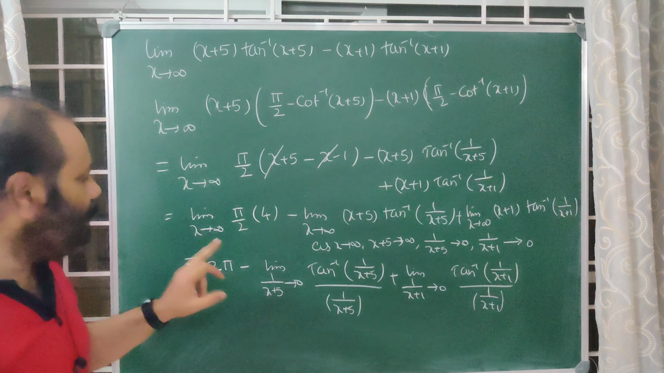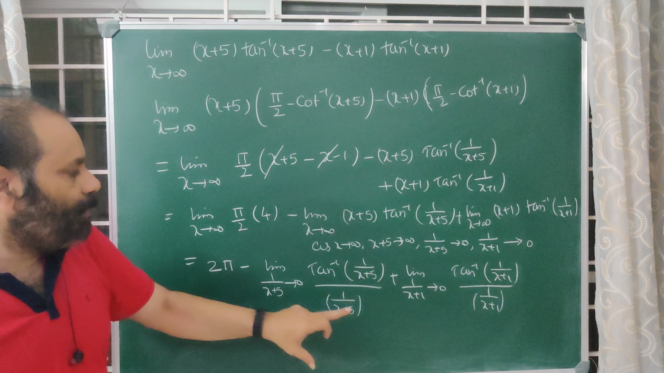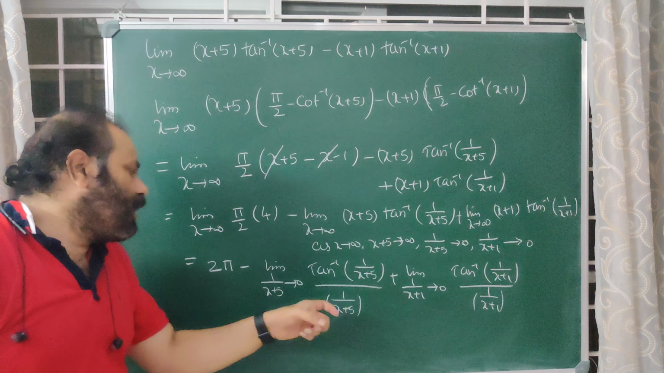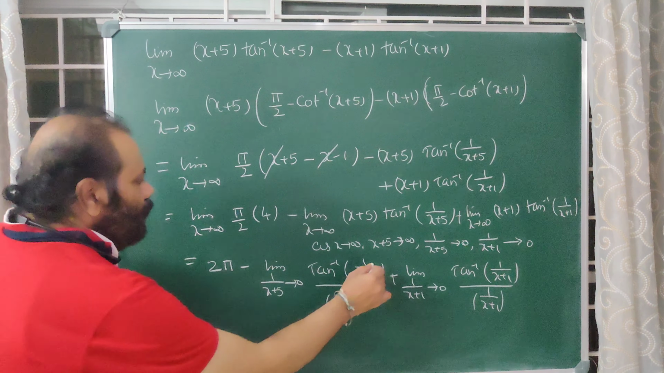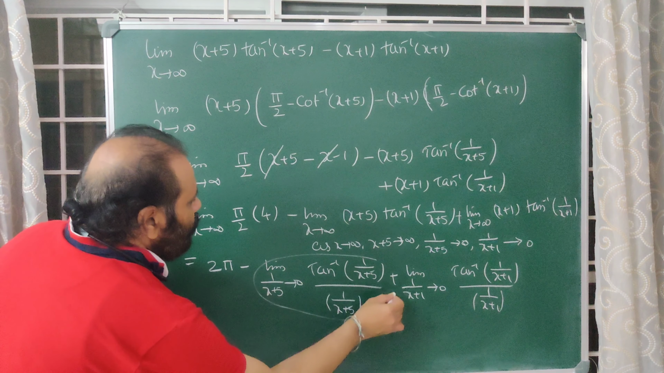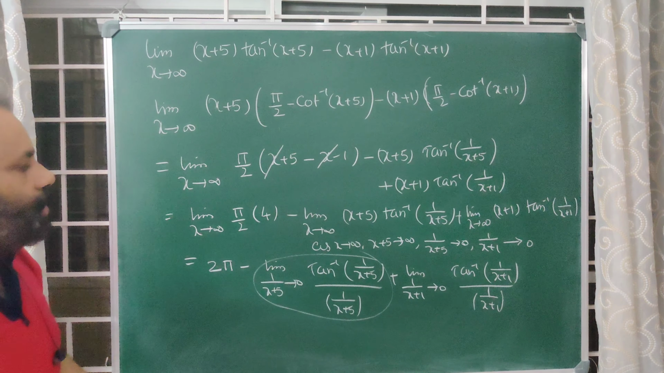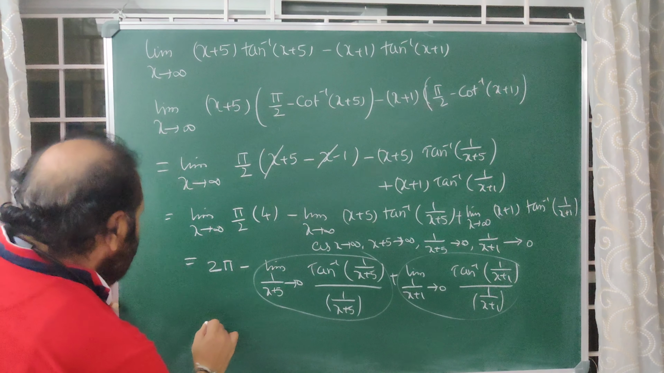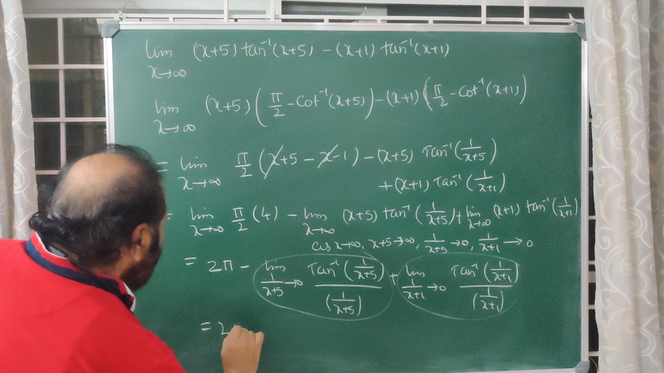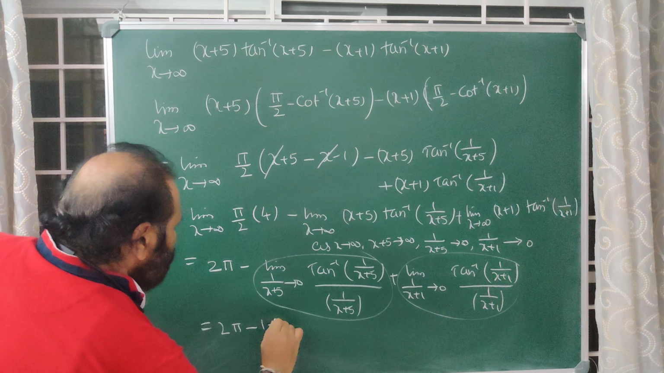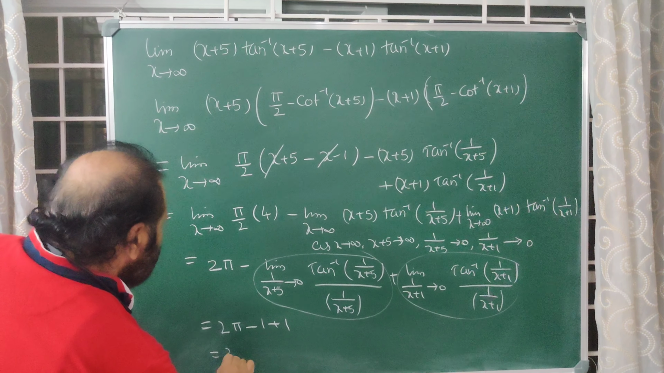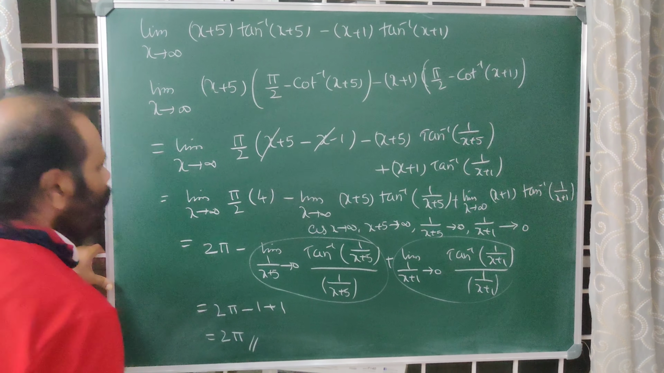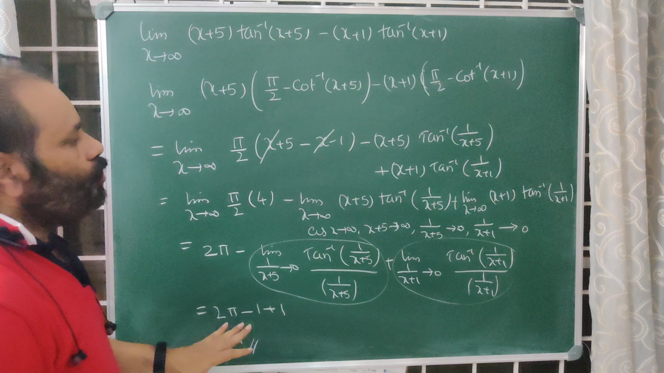It is looking like limit theta tends to 0, tan inverse theta by theta. This is nothing but 1 by applying the standard limit. This is also equal to 1. Hence the answer is 2 pi minus 1 plus 1, so the answer will be 2 pi. So this is the way to solve this question.